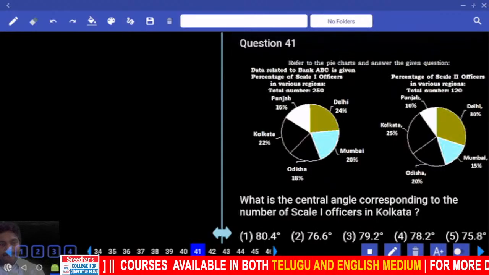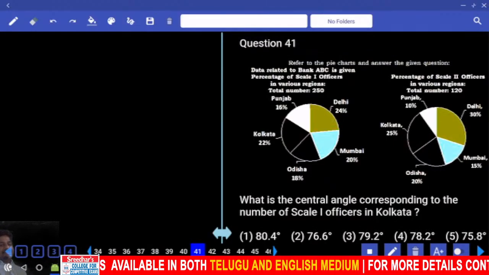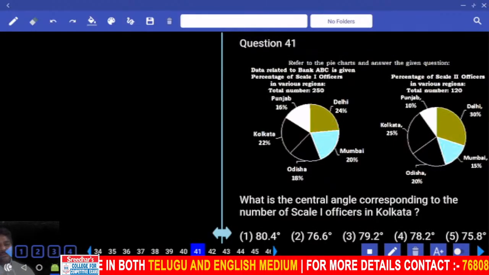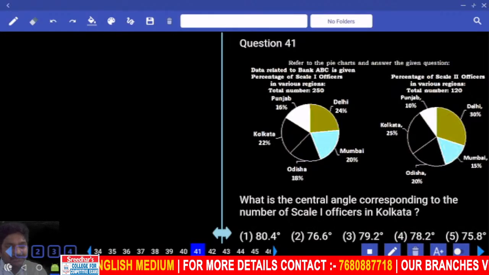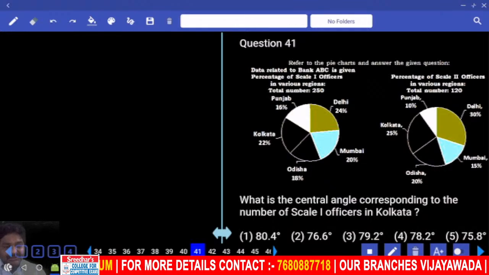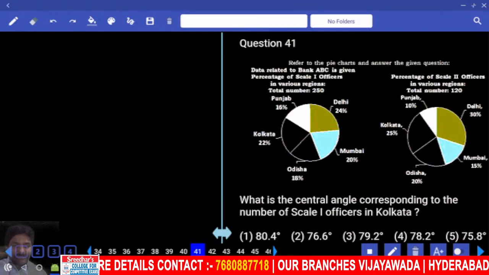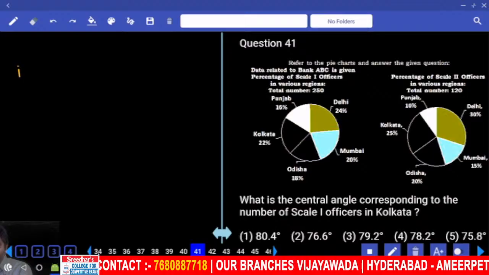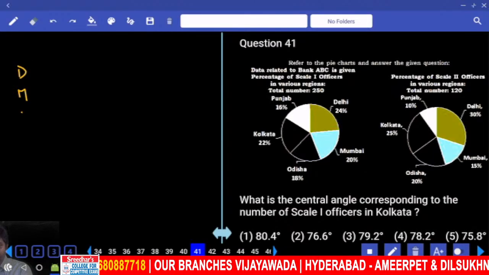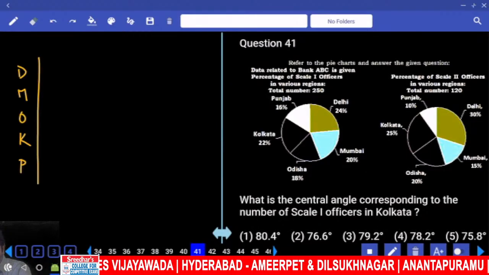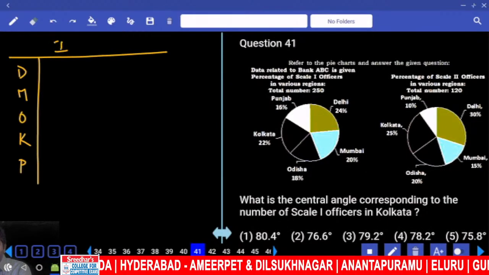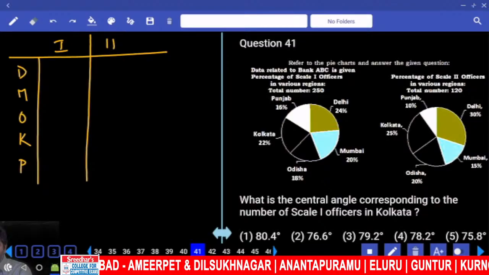Next, look at the data. Data related to bank ABC, given in percentage of scale 1 officers. The second one is about scale 2 officers. Scale 1 is 250 total, scale 2 is 120. We have Delhi, Mumbai, Odisha, Kolkata, Punjab. Scale 1 and then scale 2.